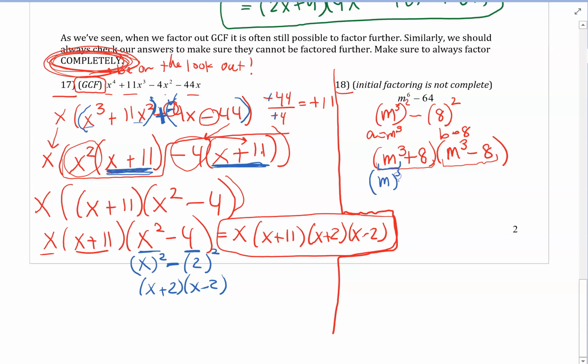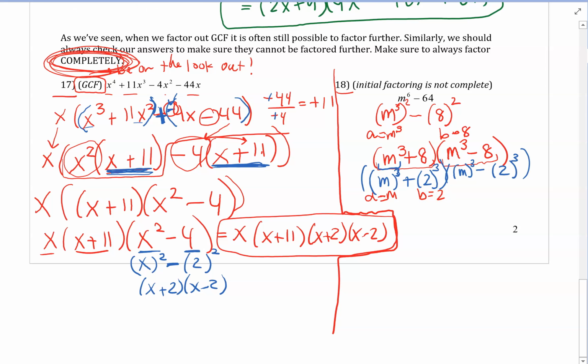But this is a sum of m cubed and 2 cubed. And then this one is a difference of m cubed and 2 cubed. So it's a sum of cubes and a difference of cubes, both of which need to get factored further. So using the a plus b, a squared minus ab plus b squared, and then this one, a minus b times a squared plus ab plus b squared. So we'll do both of those now. So this one, a is m, b is 2.